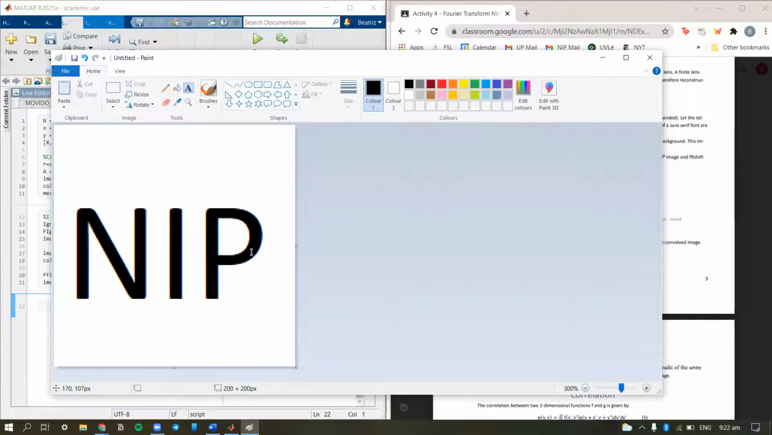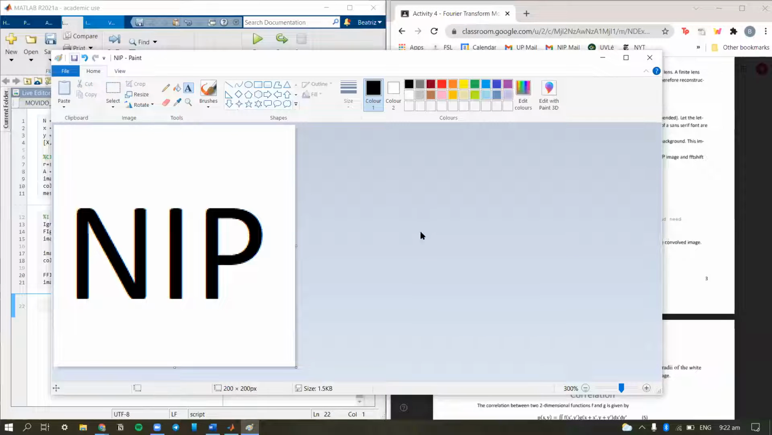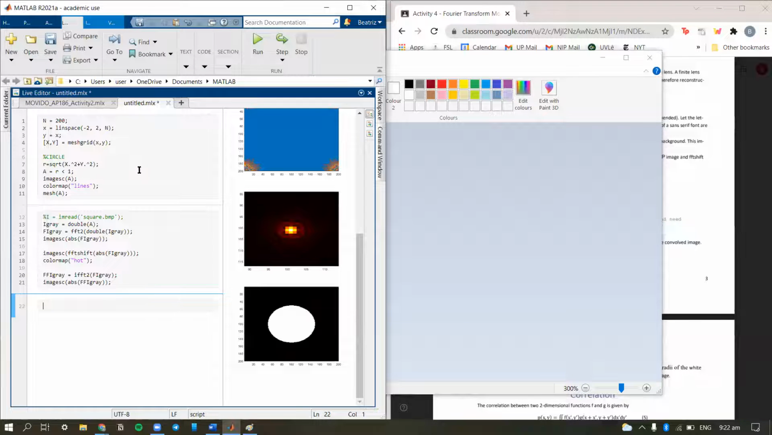Bigger. I think it's okay. That will do for now, I suppose. Sige, save that. Bitmap sana to. Oh, okay. Wait. Probably PNG will do, but sige lang. Maybe PNG will also do. Okay. All right.